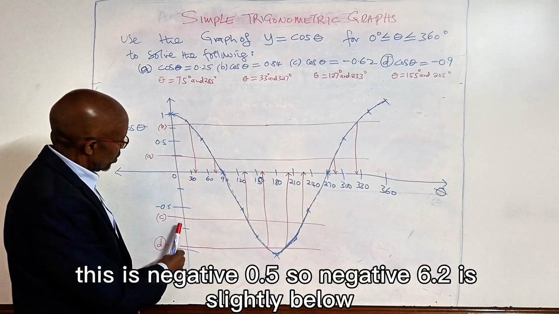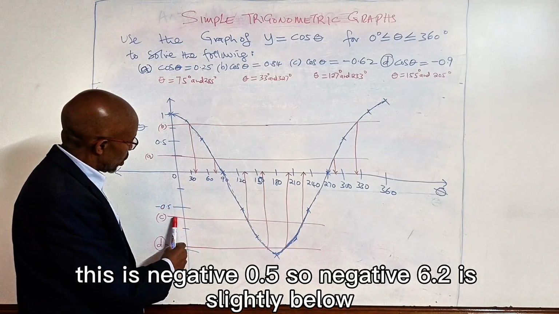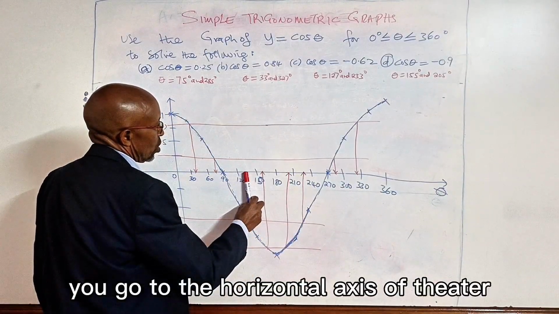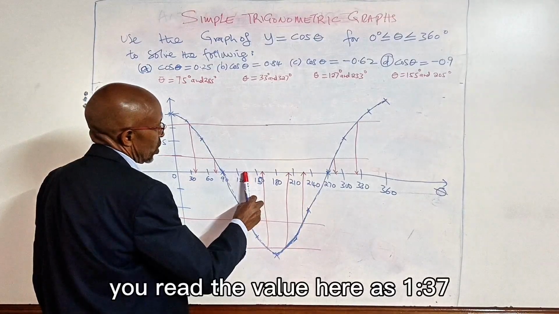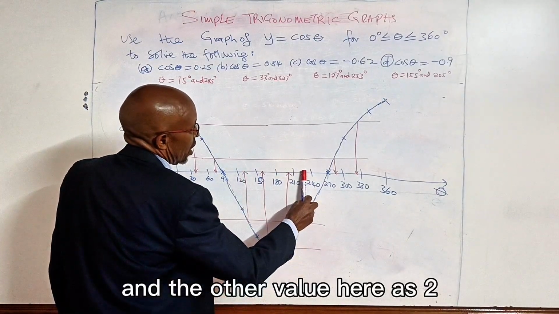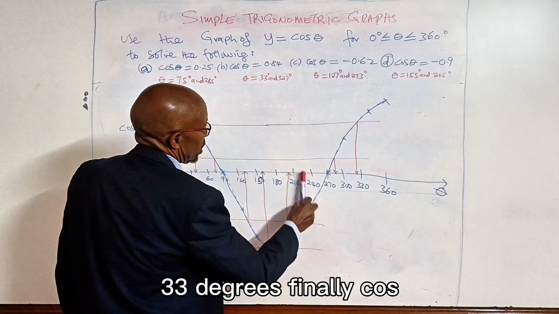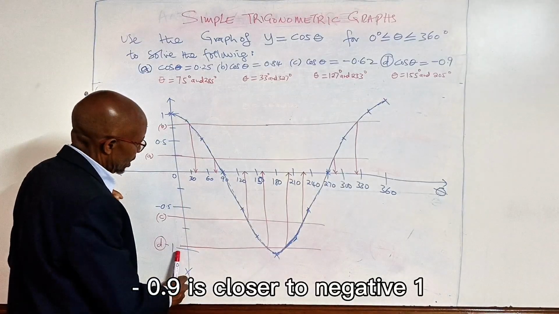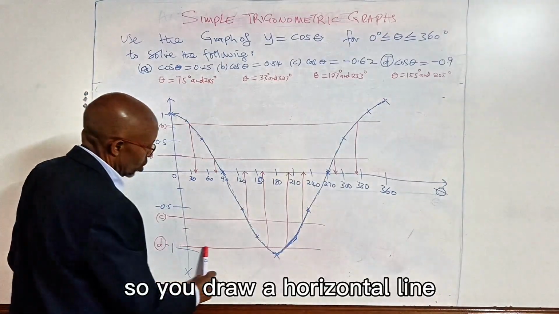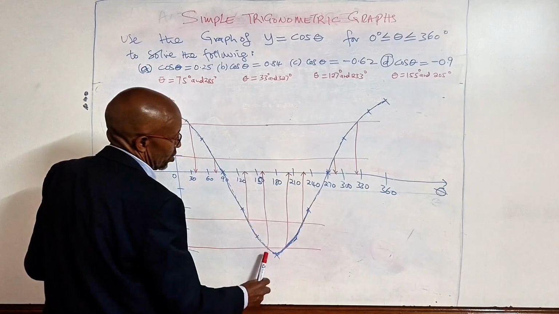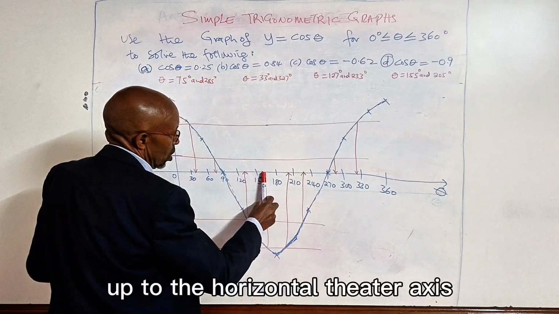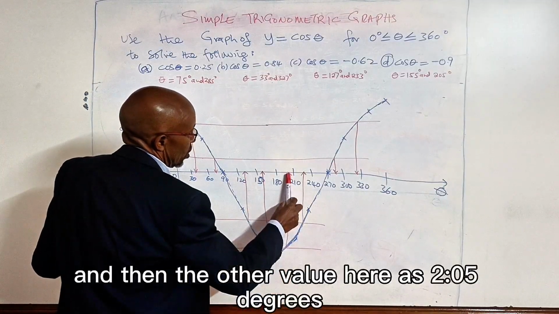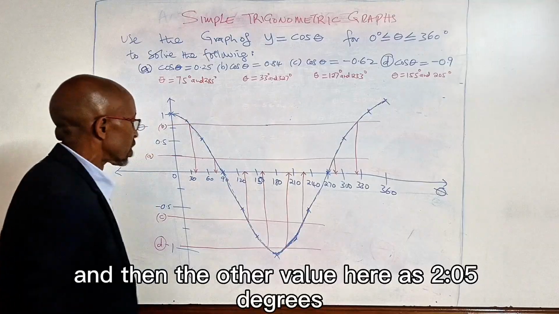This is negative 0.5, so negative 0.62 is slightly below. You draw a horizontal line. Where the line cuts the curve, you go to the horizontal axis of theta, you read the value here as 127 and the other value here as 233 degrees. Finally, cos theta is equal to negative 0.9. Negative 0.9 is closer to negative 1. So you draw a horizontal line. Where the line cuts the curve, you go up to the horizontal theta axis. You read the value as 155, and then the other value here as 205 degrees.